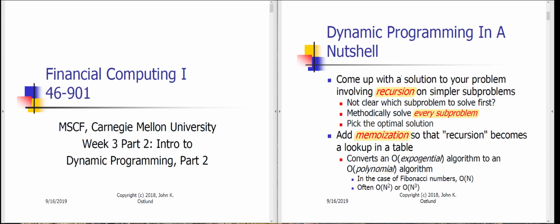And the goal here is to take an exponential order algorithm and convert that into a polynomial order algorithm. For example, for our Fibonacci numbers, we found that by simply adding memoization, we could convert an exponential algorithm into an order n algorithm. For rod cutting, we saw that we could convert an exponential algorithm into an n squared algorithm. And for our all shortest paths problem, we were able to find an n cubed algorithm.